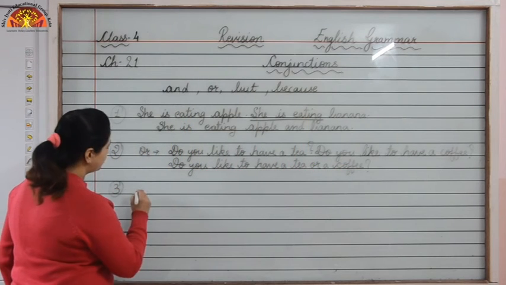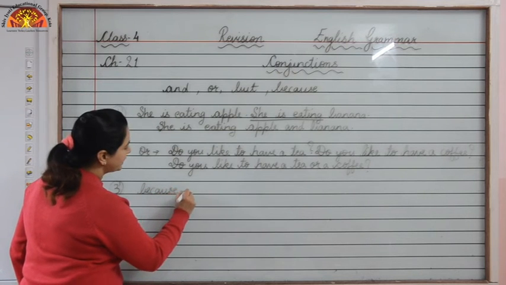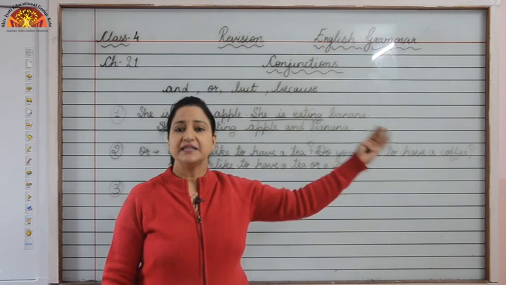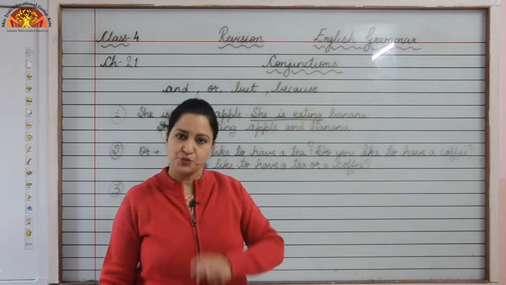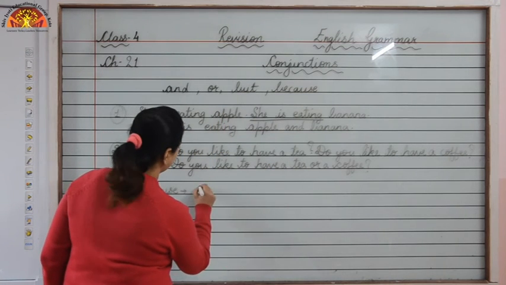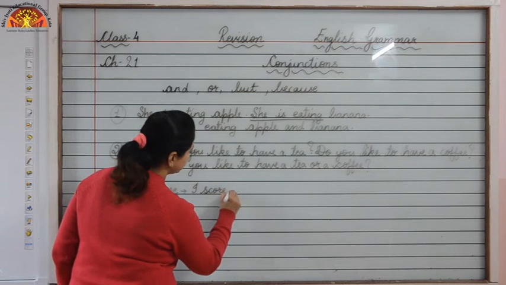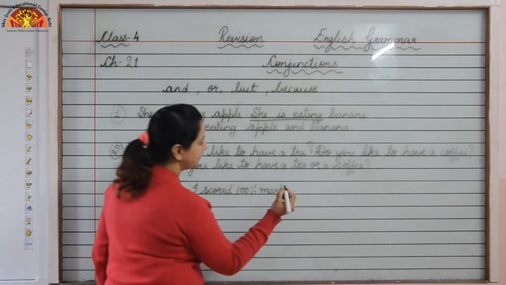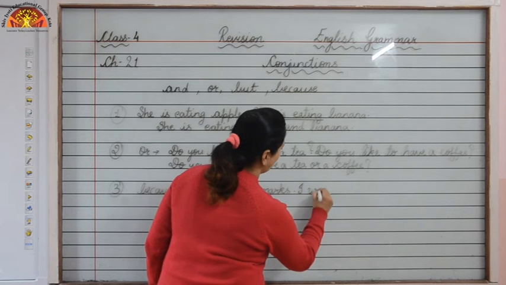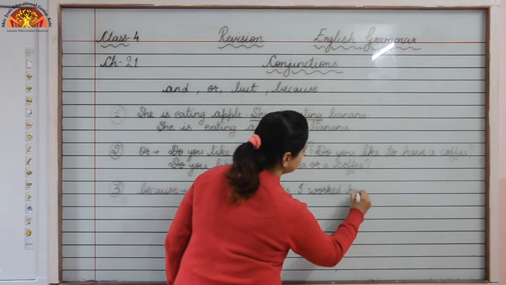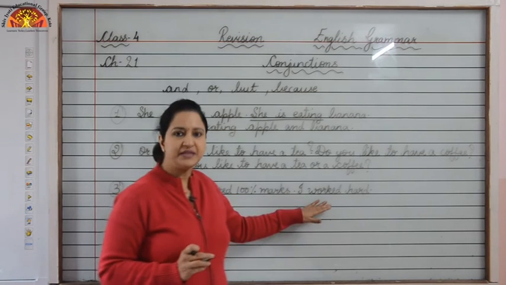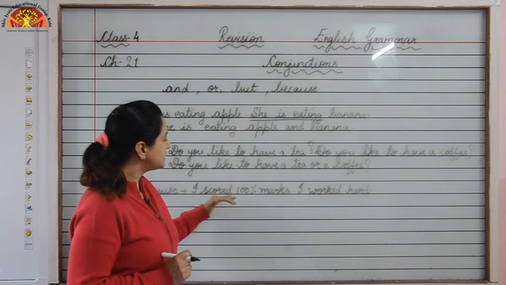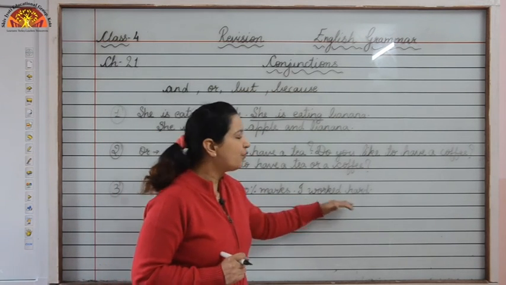Now let's move to because. Where to use because? We use because when two sentences are there and the second sentence is the reason for the first one. For example, I scored 100% marks, full stop. I worked hard. Now these are two different sentences, but the second sentence is the reason for the first one. I scored 100% marks because I worked hard.